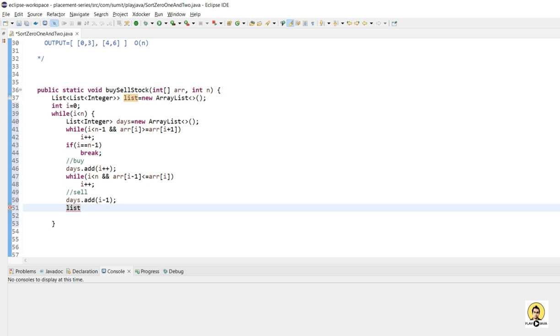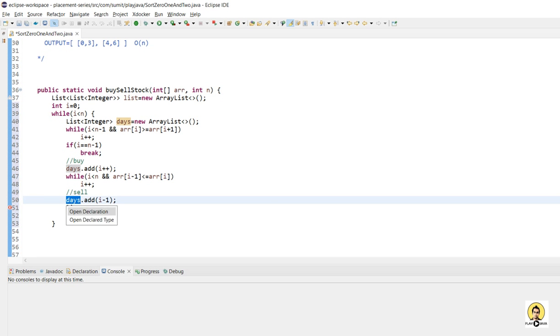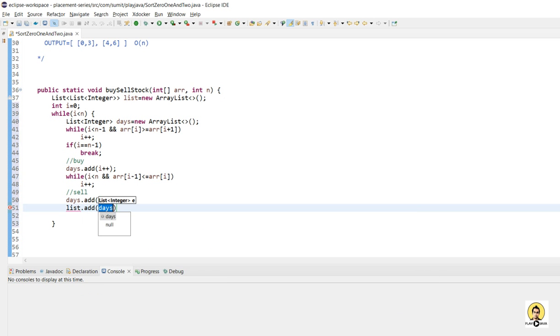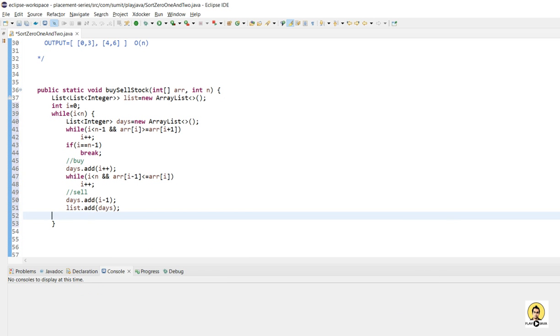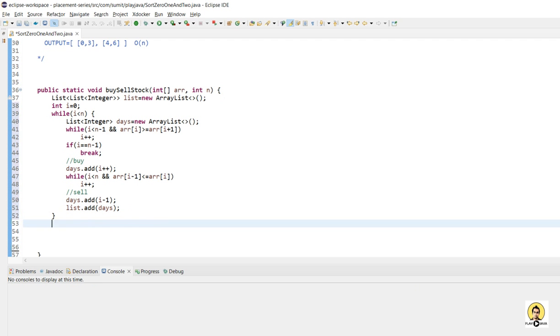Why? Just to get a pictorial view of buying and selling, and again a second list of buying and selling. So this represents 1 unit of these days, and this is the main list which I have created here. So I will add the days list which I have created into the main list. That's it. And I need to print out the data because we are going to see the result, and just print the list.